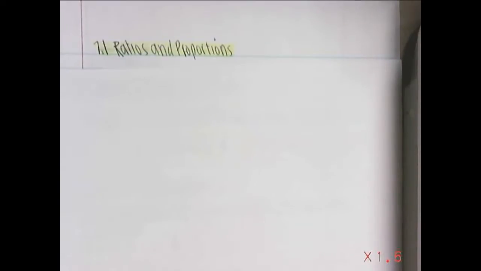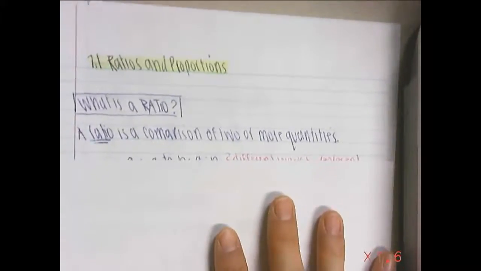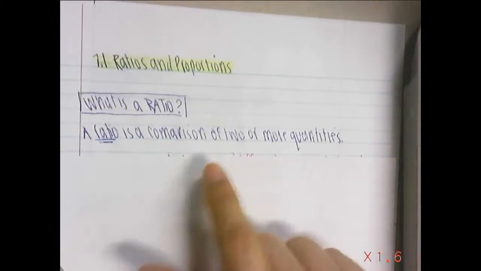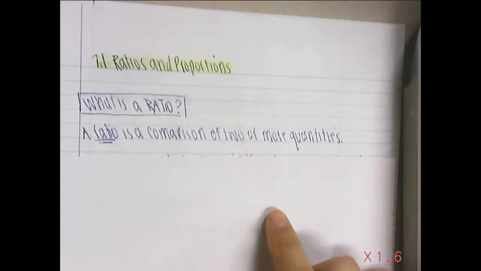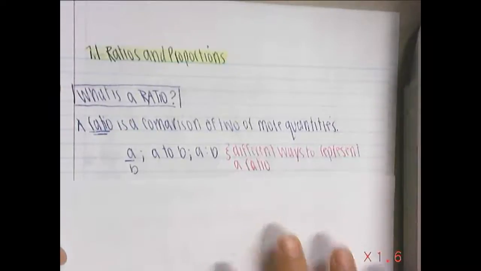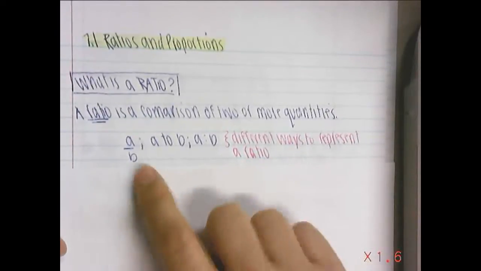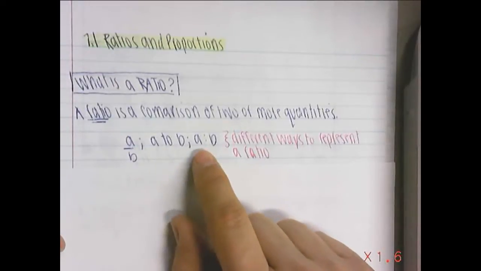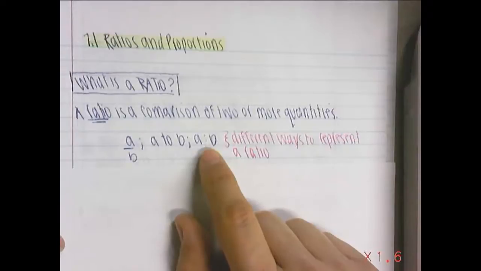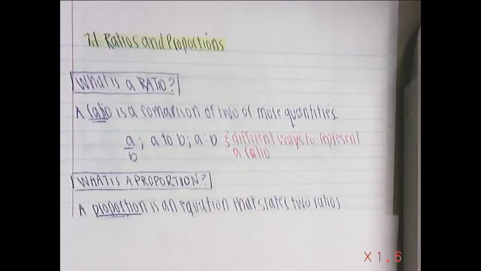Okay, so what exactly is a ratio? Well, a ratio is a comparison of two or more quantities. Two or more. So, these are different ways to represent a ratio. You can have A over B. You can write it as A to B or A colon B. Those are just ways to compare or express the two quantities.